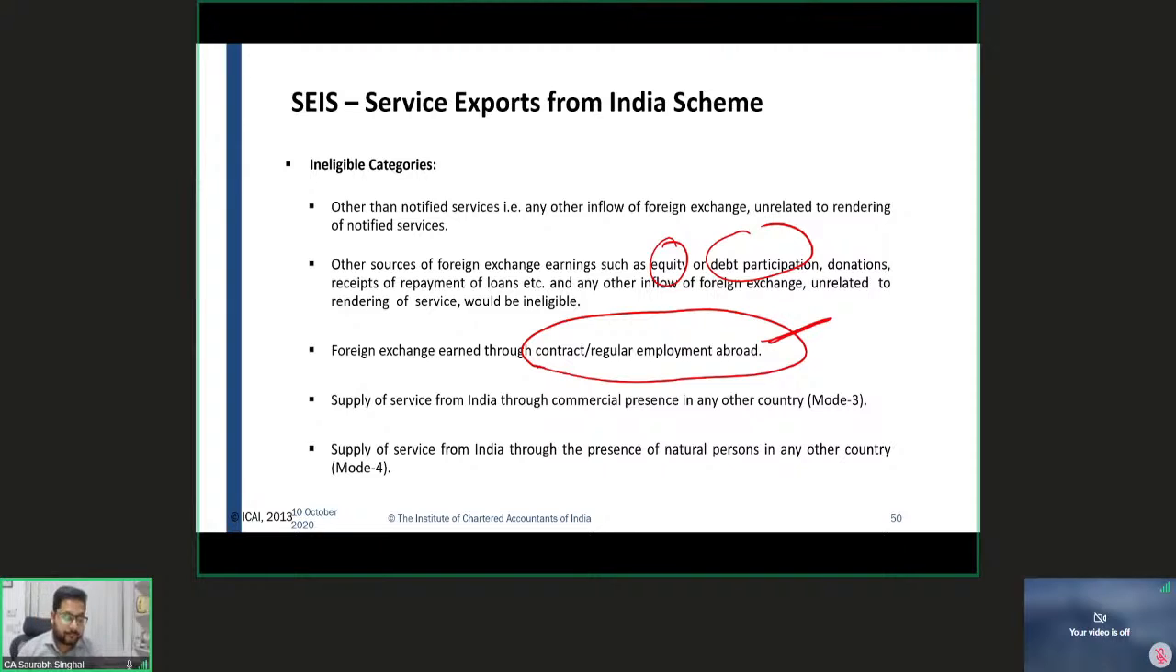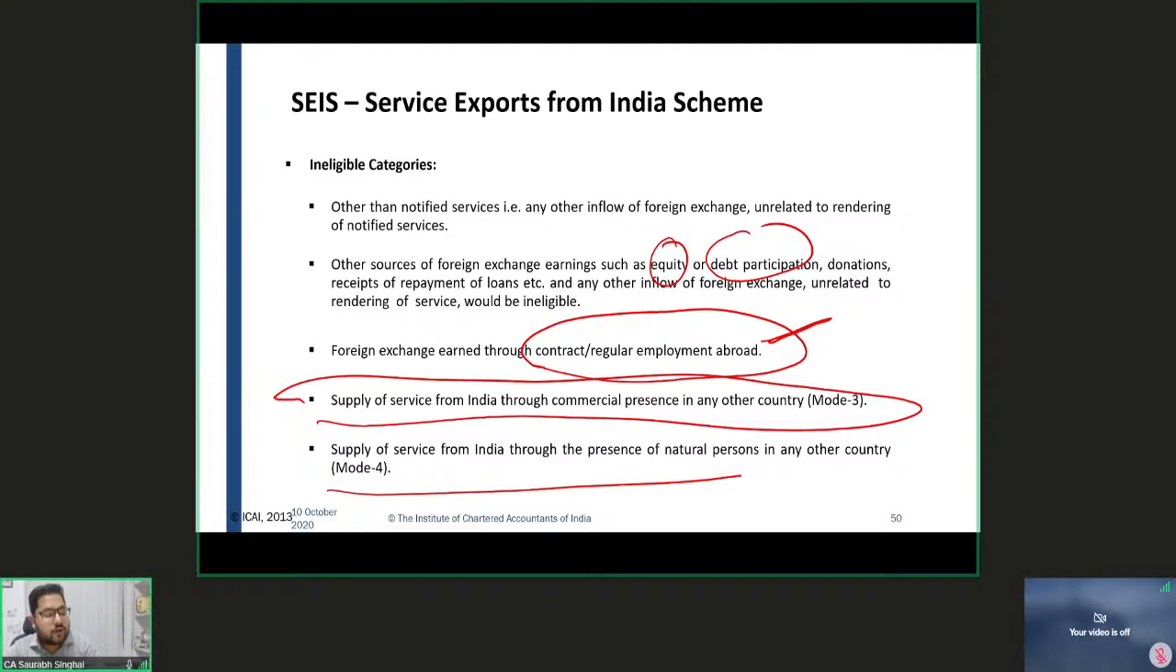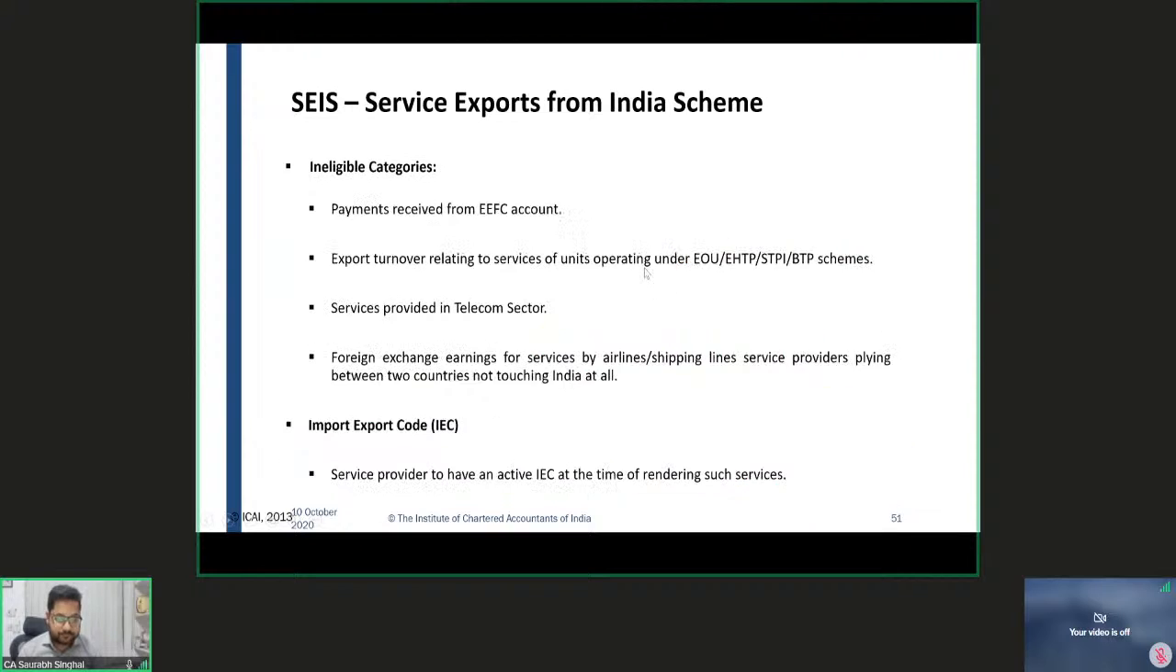It is for employment. As I told you, if you provide service using mode 3 or mode 4, by establishment outside India or by actually traveling abroad, you will not be eligible for SEIS. If you receive foreign currency from an EFC account, it is called Exchange Earner Foreign Currency Account. It is a type of account. For now, you can remember that if any money has come from an EFC account, no SEIS.